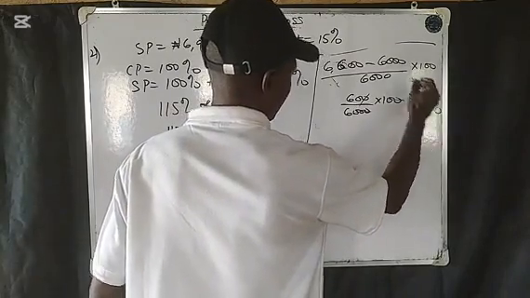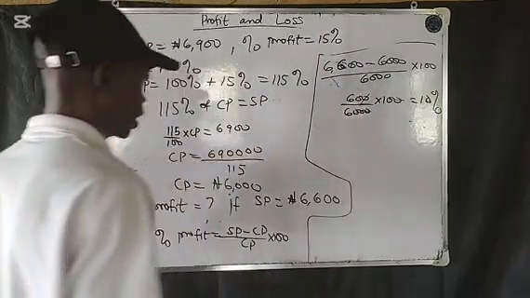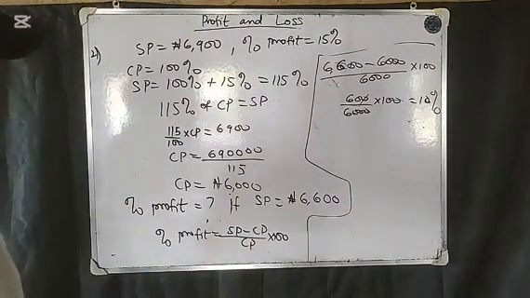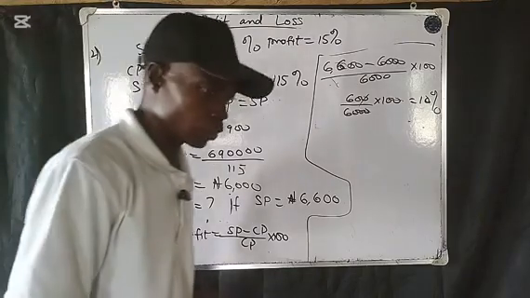Can you see a drop in percentage from 15 to 10? Because there's a drop in selling price from 6,900 to 6,600. Is that okay? That is the end of this question.